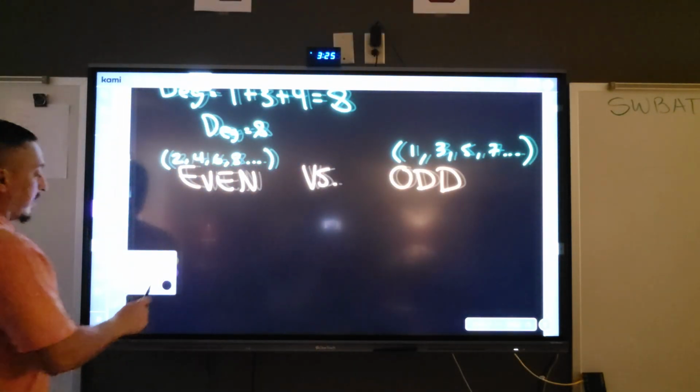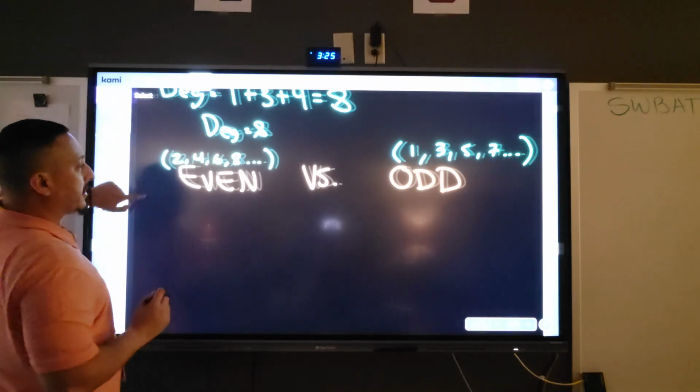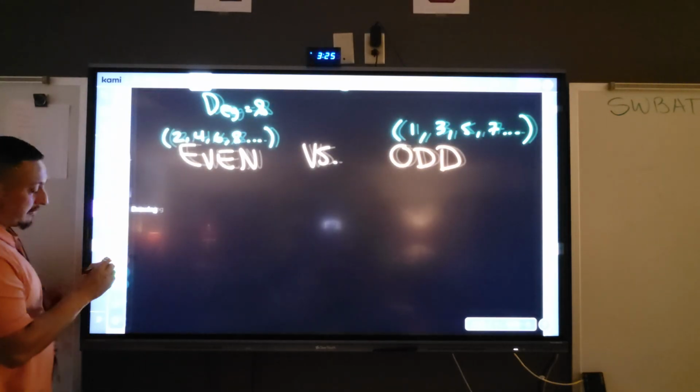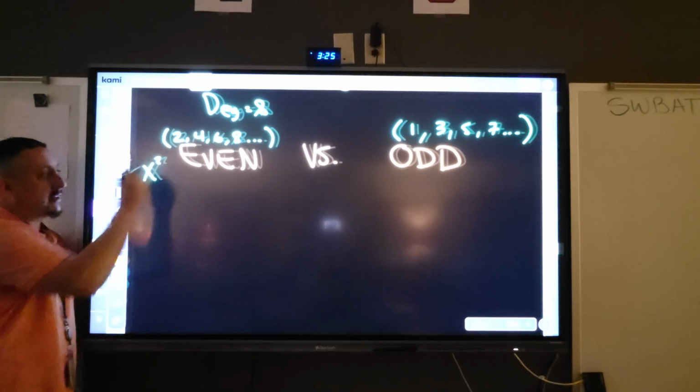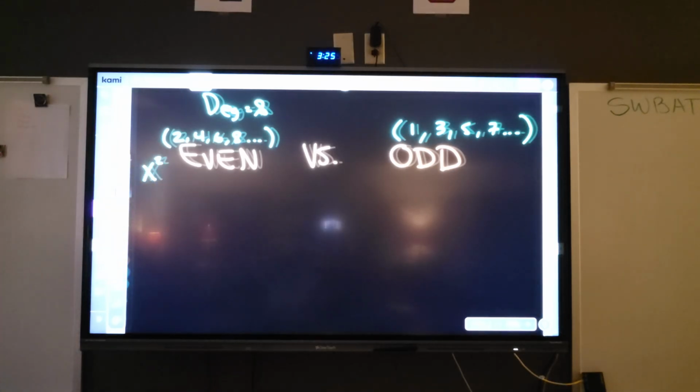Okay. So here we go, guys. You actually already kind of know this. You just maybe haven't connected the dots. For example, if I do x squared, that degree is even. What does it look like? Right, a parabola, right? I think we did this the other day, so I don't want to do it a whole lot, but let me show you one time just in case you weren't here that day.